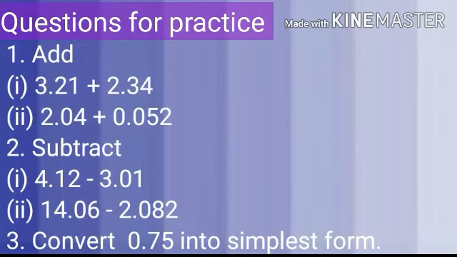Now I am giving some questions for practice. Add: first, 3.21 plus 2.34. Second, 2.04 plus 0.052. Subtract: first, 4.12 minus 3.01 and second, 14.06 minus 2.082. Third, convert 0.75 into simplest form.